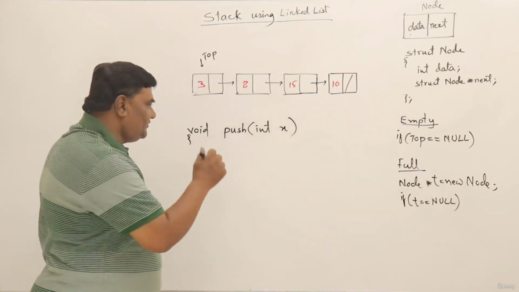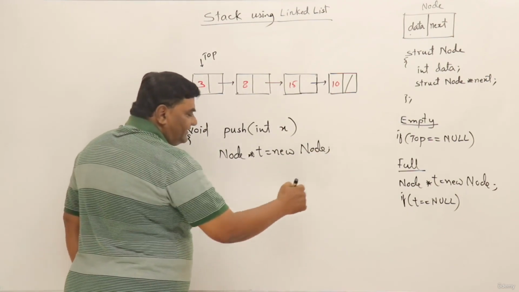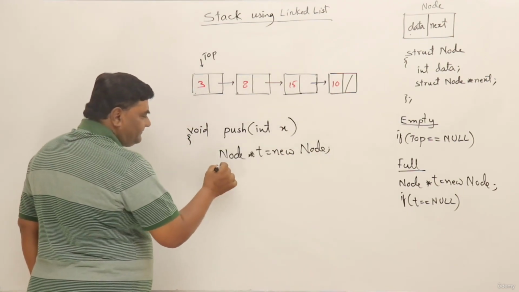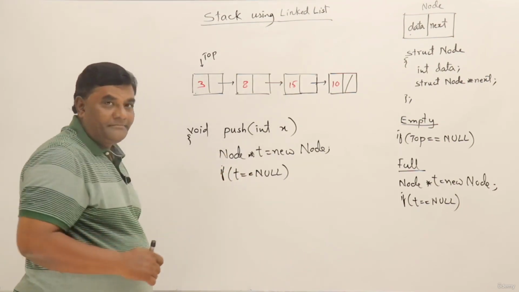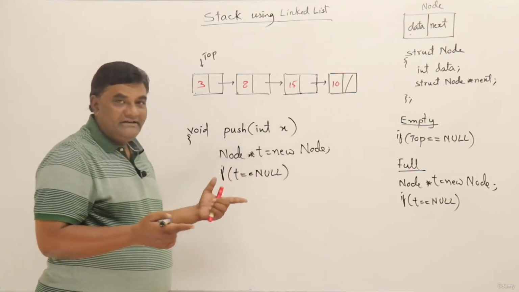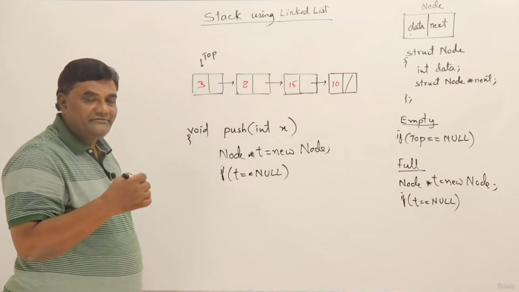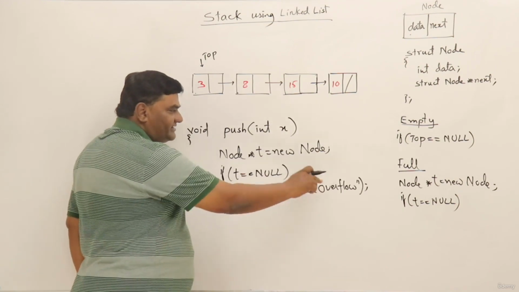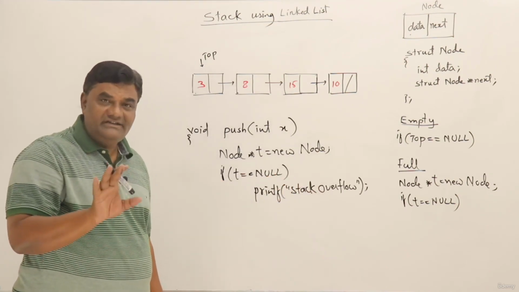For that, create a new node. If the node is not created, then it is full. If the node is not created, that means t is equal to null. When we are creating a node, t is null means the node is not created. Then print stack is full. Printf stack overflow.